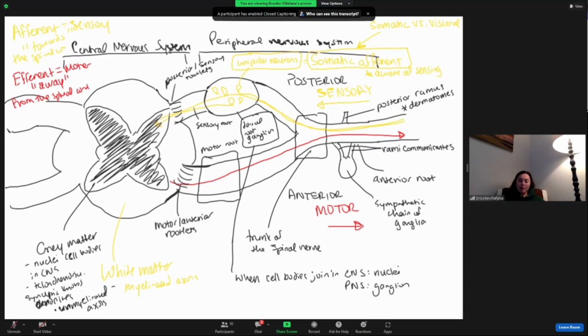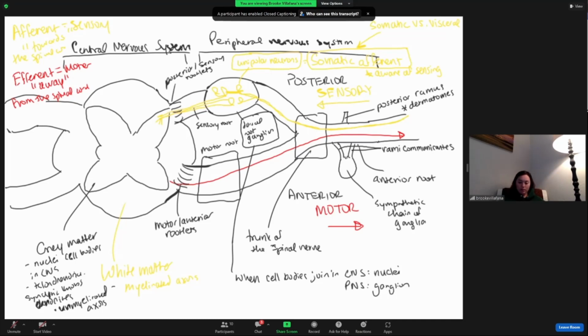So the first thing that happens is we have that sensory information coming in the back part of the spinal cord. We are aware of sensing that information. So let's erase this part here. As that sensory information comes in, it's traveling along those unipolar cell bodies. The dendrites and the axons of those unipolar cell bodies will be in the posterior horn.